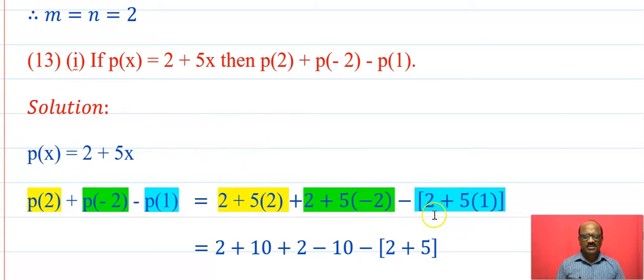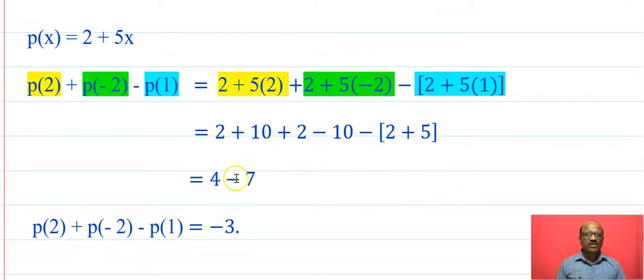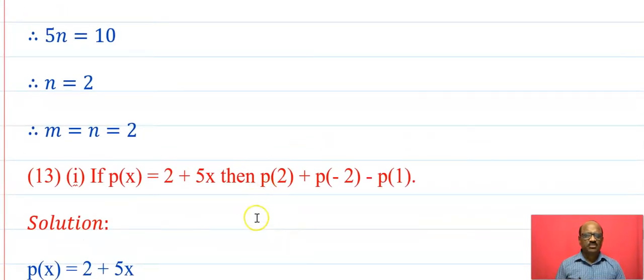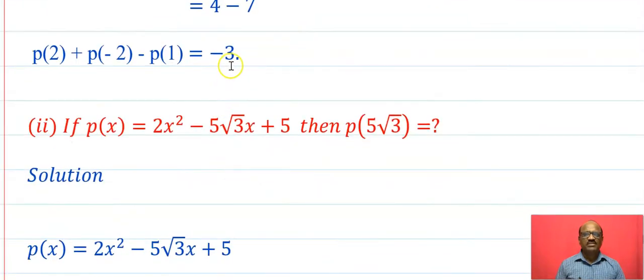Again 2 plus 5x, where x is replaced by minus 2, we put in brackets, and 2 plus 5 into 1. Now see this calculation: 2 plus 5 into 2 is 10, 5 into minus 2 is minus 10, minus 5 plus 2, that is 2 plus 5 which is 7. Overall plus 10 minus 10 cancel, 2 and 2 is 4, and 2 plus 5 is 7, which is minus 7. 4 minus 7, overall you will get minus 3. That is the value of p of 2 plus p of minus 2 and p of 1. Overall you will get minus 3.